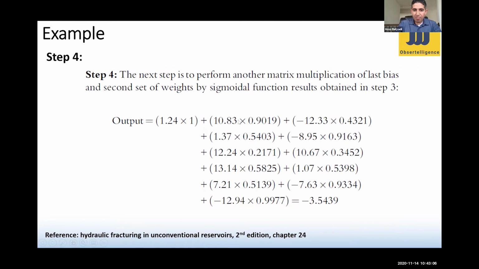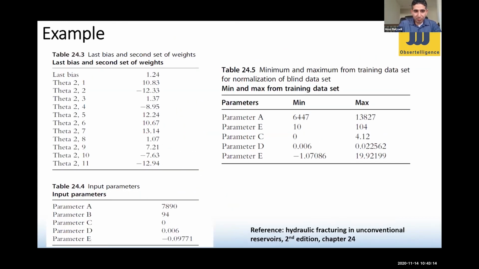Now, step 4, we have to take the outputs, which are, if you can see, 0.9019, and multiply them by the second set of weights. So if you remember, the 10.83 came from here. See this? 10.83 came from the second set of weights, which come after your hidden layer, right before you go into the output.